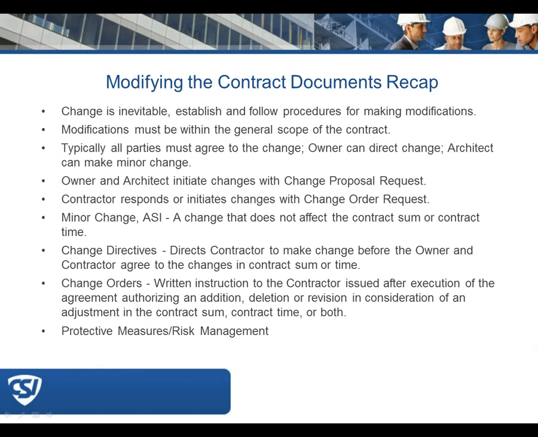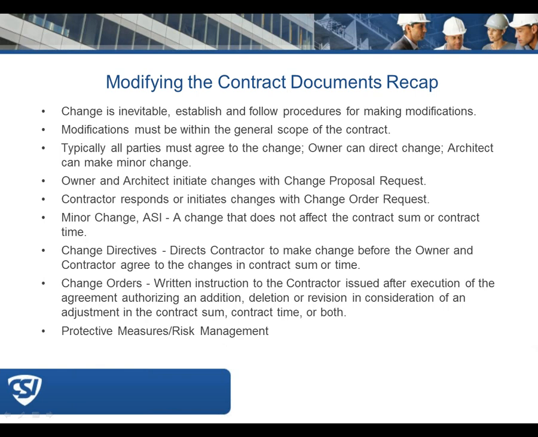The owner and the architect initiate changes by issuing change proposal requests. The contractor responds to the change proposal request or initiates changes by submitting a change order request. Again, minor changes are done with an ASI. It's a change that does not affect the contract sum or contract time. A change directive directs the contractor to make changes before the owner and the contractor agree to the terms of the change, be it the contract sum or the contract time.